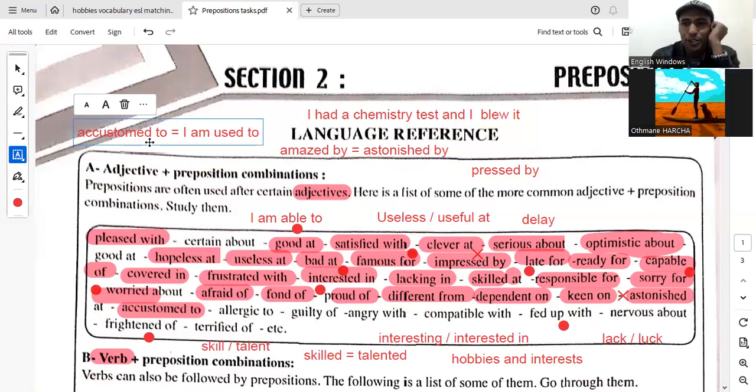What are you used to? What is the thing that you're used to, that you're accustomed to, Othmane? I don't know. You don't know, right? Okay. There is nothing that you're accustomed to. No. Okay. What about watching TV? Do you watch TV a lot?